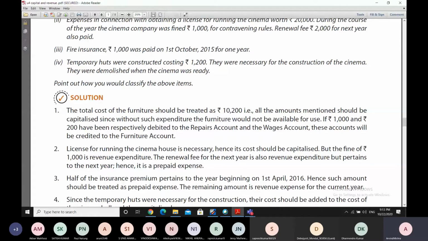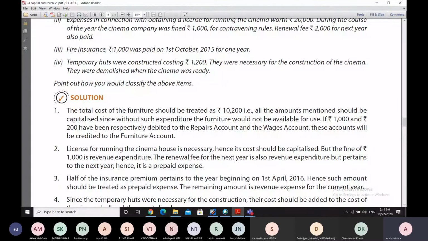So half the amount of 1000 is a revenue expenditure, that is 500 rupees, the revenue expenditure for the current year. And the rest of the amount 500 is not for this year. It pertains to the next year and therefore it is a prepaid expenditure. And as you know, the prepaid expenditure will go to the asset side of the balance sheet. And in that sense, because it is not accrued, and as we said that capital and revenue expenditure and receipt items need to be accrued to be recognized. And that is an important item to keep in mind.